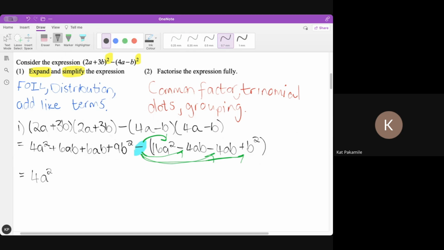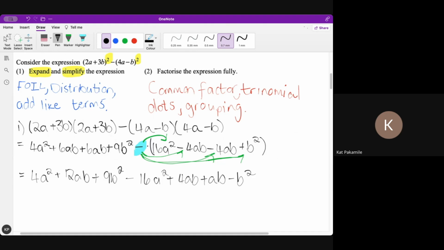12AB. Plus 12AB plus 9B squared. And now the minus goes in and changes everybody's sign. So instead of 16A squared, it'll be minus 16A squared. And then instead of negative 4ABs, it will be plus 4AB, another plus 4AB, and your B squared will be A minus B squared. See, that's the point of that minus there.